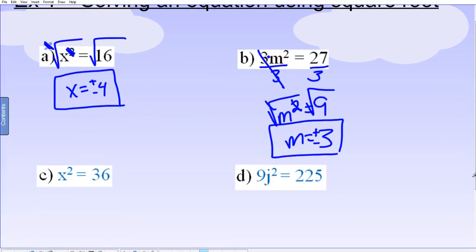Okay, here are 2 for you to try on your own. When you're ready to continue, hit play, and we will go through it together.